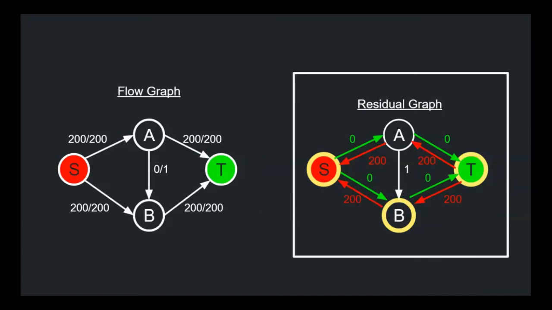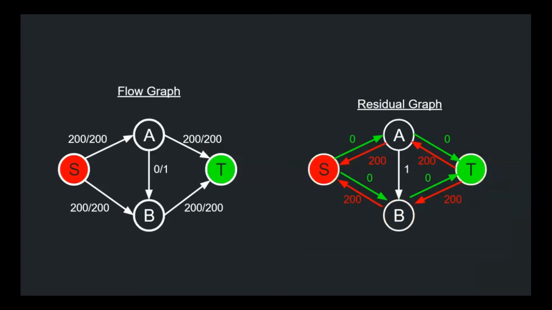And now look at the residual graph. Is there any path from S to T? No. So we're done. Since the amount of water that can go into T is 200 plus 200 equals 400, the maximum value of this flow graph is 400.